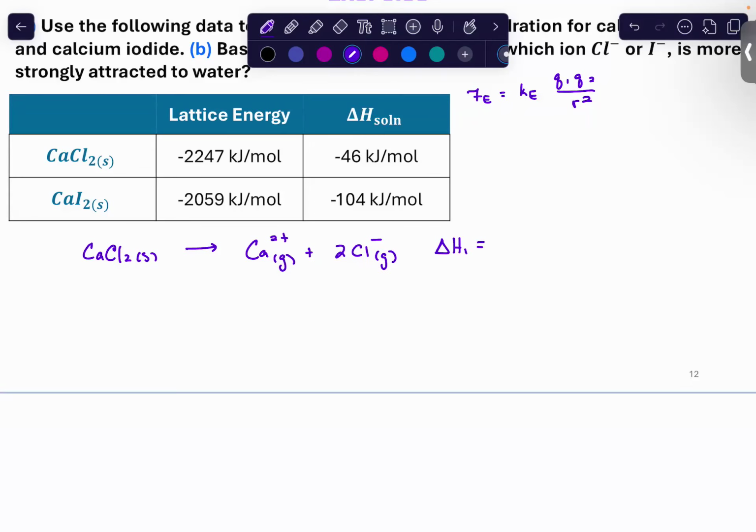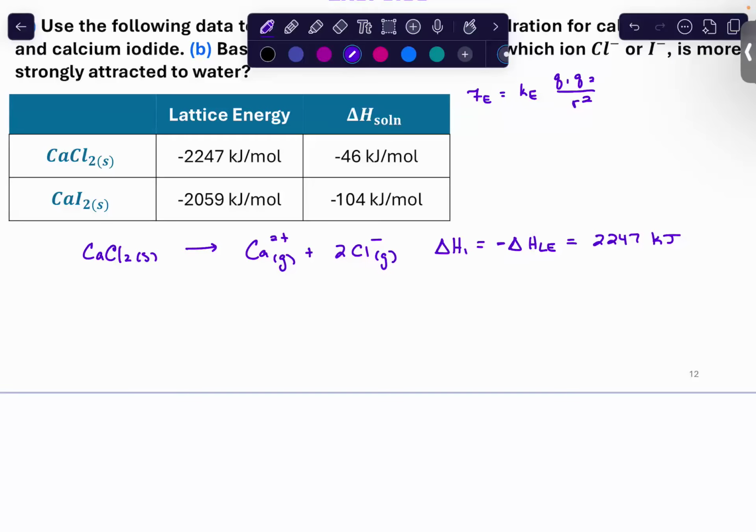Positive 22. So you can either call it the negative of the lattice energy, so that's going to be a positive 2247. We're just going to call it kilojoules because we're imagining everything is 1 mole here. So it's going to take at least that amount of energy to start to break this crystal apart.